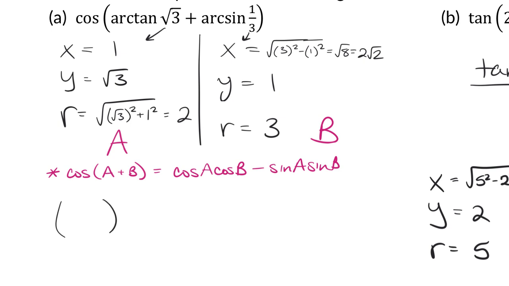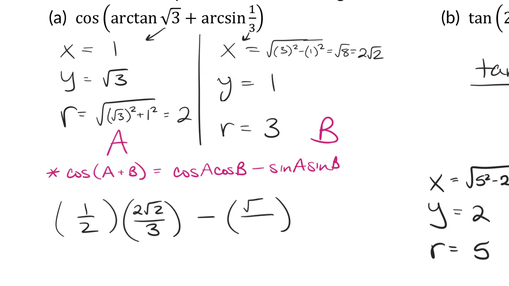So question, what is the cosine for A? Cosine is always x over r, so it's 1/2. What's the cosine for B? X over r, 2 root 2 over 3. Then I'm going to subtract the sine of A. Go back to the A side. What is the sine of A? And then what is the sine of B? 1 over 3.